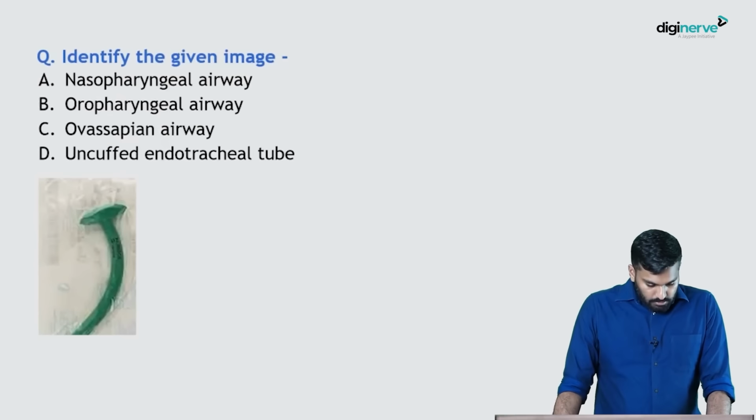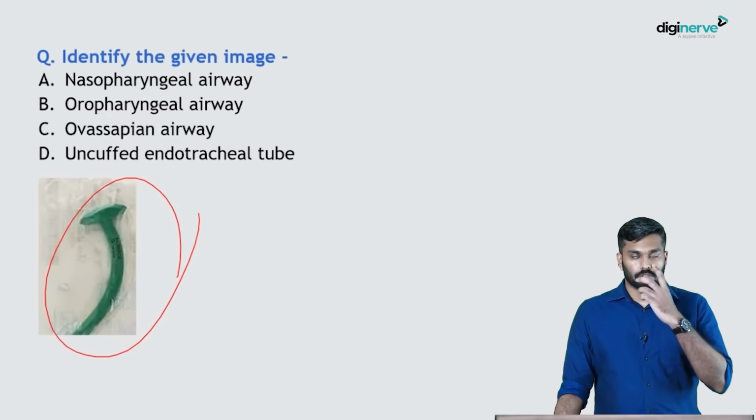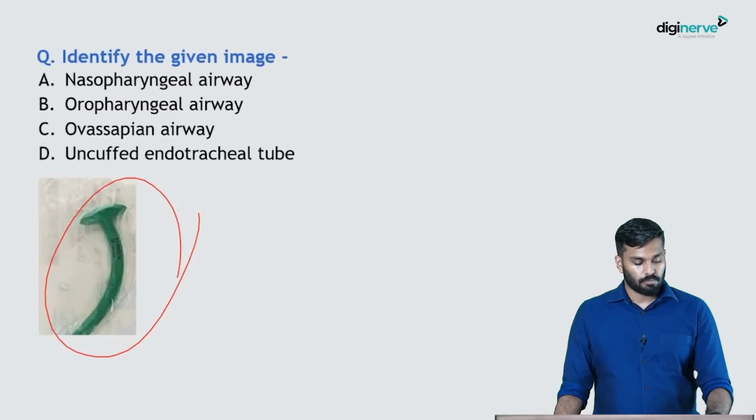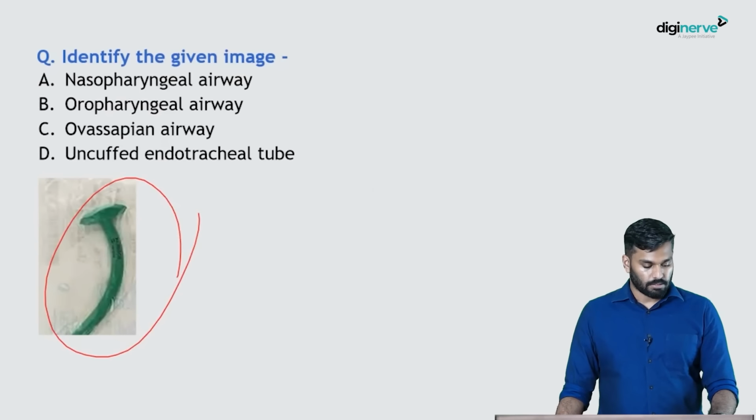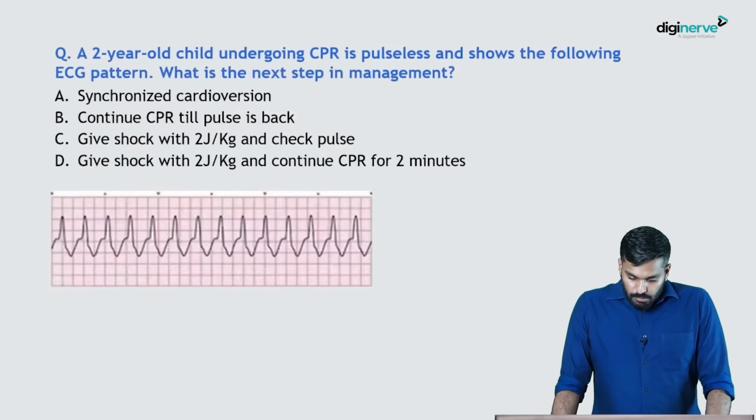Identify the given image. Okay, this is basically a nasopharyngeal airway. You put it in the nose and it lifts the tongue from the posterior pharyngeal wall and opens up the airway. Answer is E.